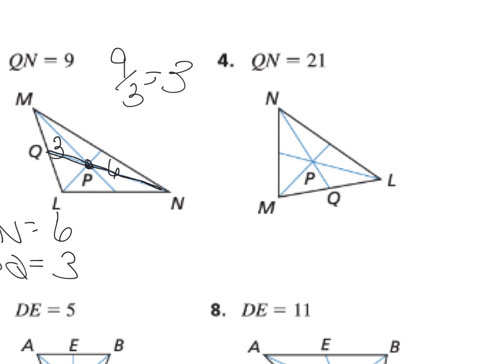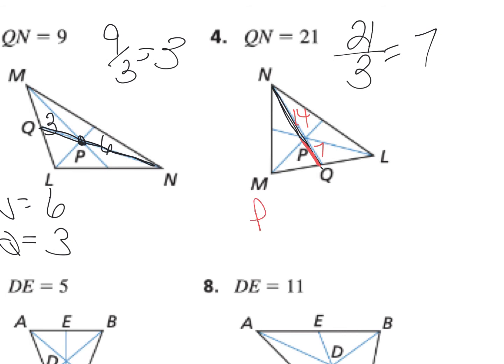Okay, this one does the exact same thing. It tells us the entire median length is 21. If we're thinking in thirds, each third of it is 7. So the short part here is going to be 7. That is 1/3. 2/3 would be twice that, which is 14. So if we had to find PN, it would be 14, and PQ would be 7.